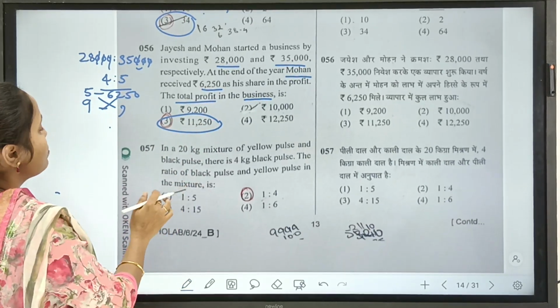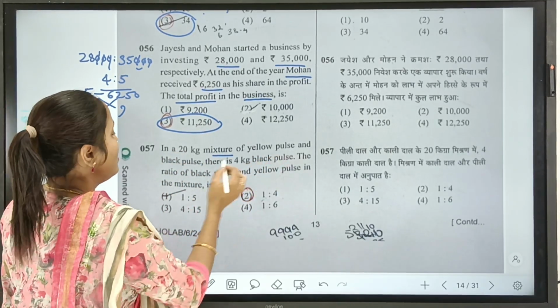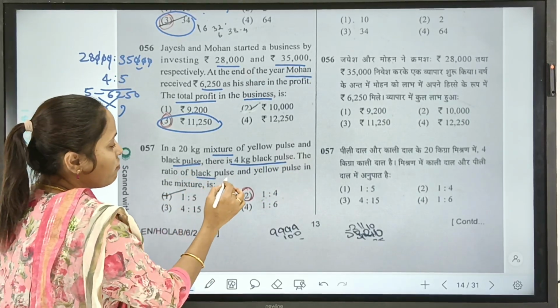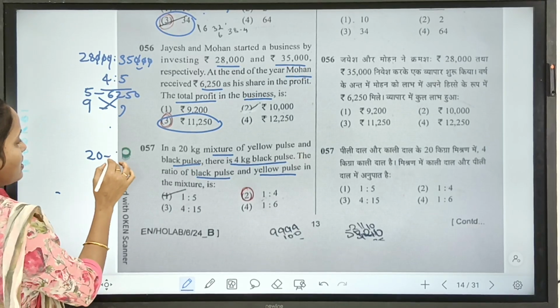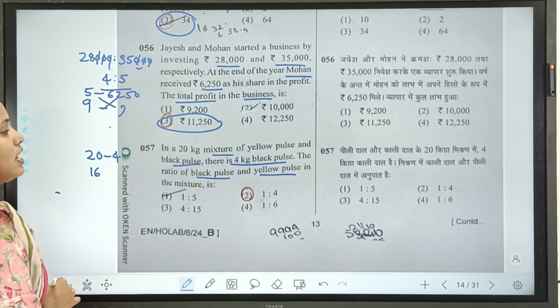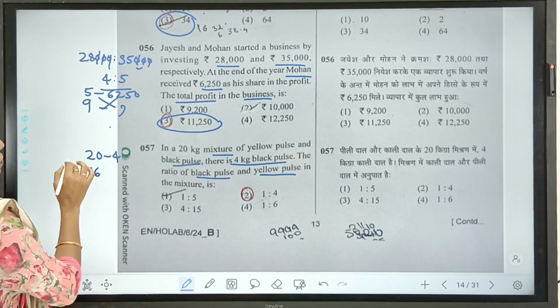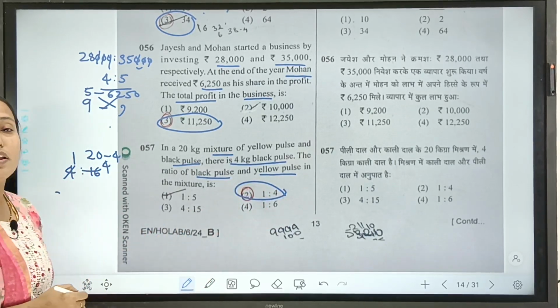And next, this is also a very easy question. In a 20 kg mixture of yellow pearls and black pearls, there are 4 kg of black pearls. What is the ratio of black pearls to yellow pearls? Out of 20 kg, 4 kg is black pearls, which means 16 kg is yellow pearls. Here they are asking the ratio 4:16. 4 ones are 4, 4 fours are 16, which means 1:4 is the ratio.